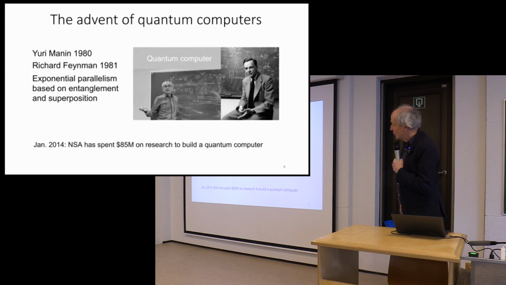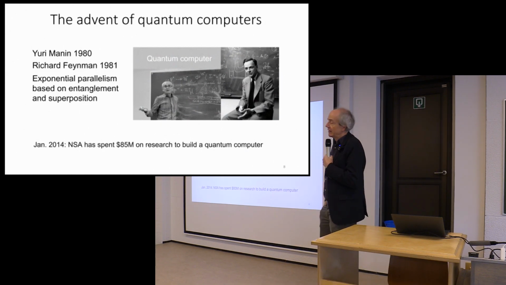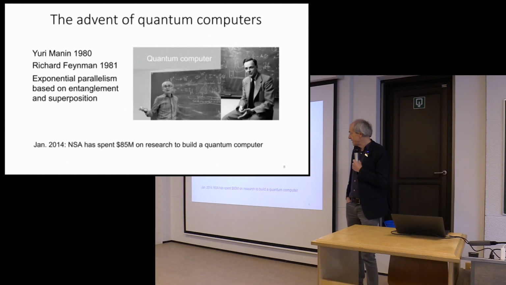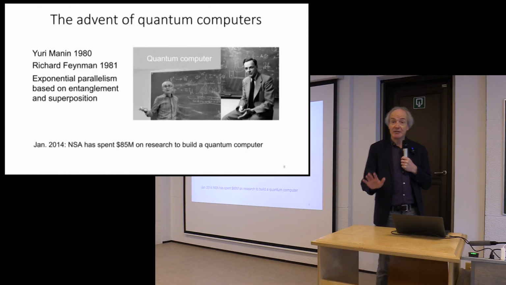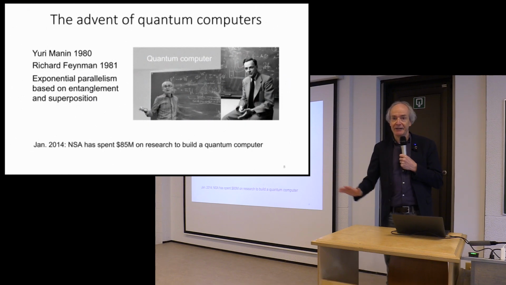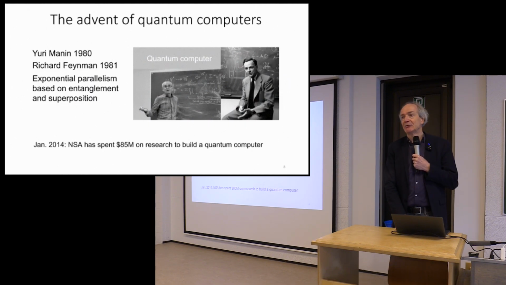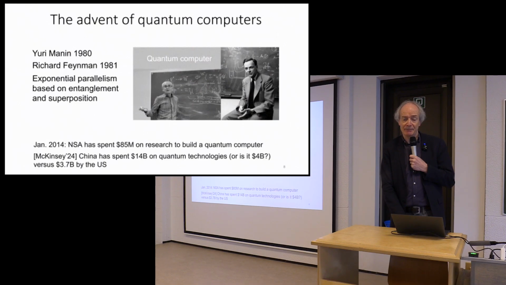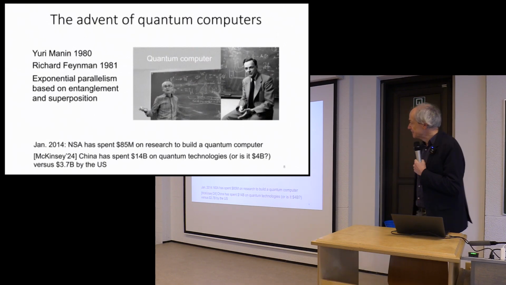So to give you an idea, Snowden leaked that even 12 years ago, the NSA had already spent $85 million on a quantum computer. This is like 12 years ago. So now probably you can add at least one zero to this, and maybe a small constant in advance as well. Why? Because they want to break stuff.